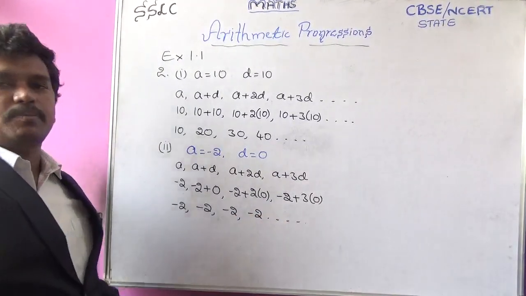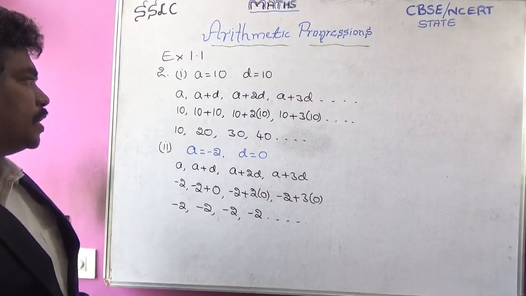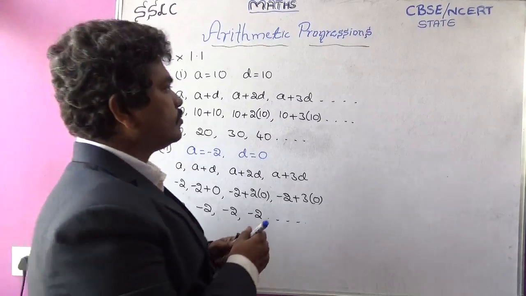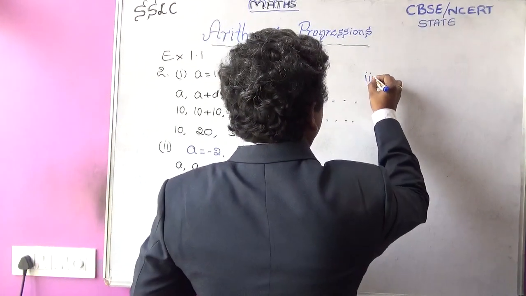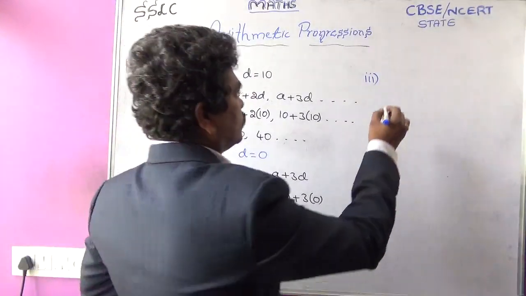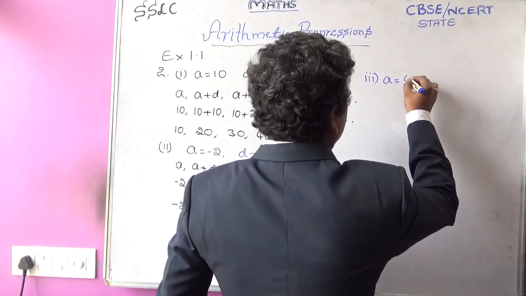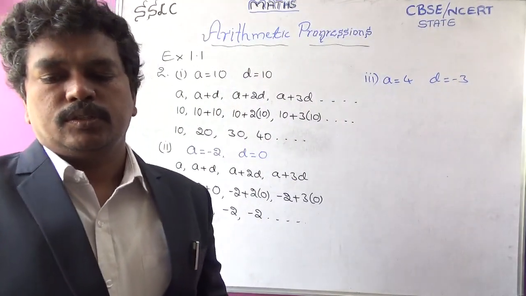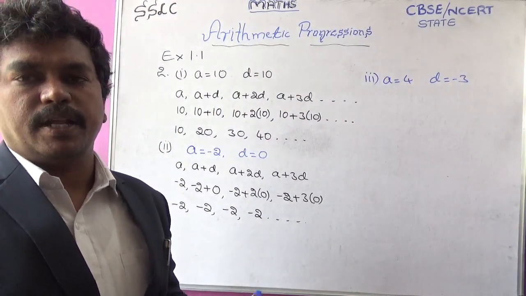This is the arithmetic progression we have to write. Then we have to take the next problem, the third one. In the third problem, they gave that the value of A is equal to 4 and D is equal to -3. Now we have to substitute these values.